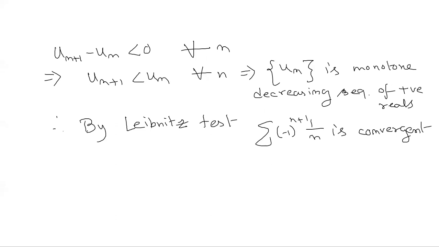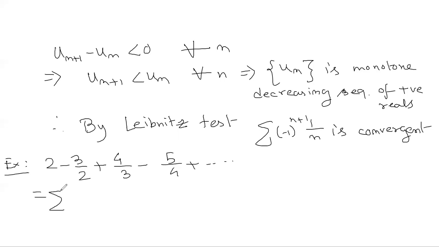Let us take another example. Say 2 minus 3/2 plus 4/3 minus 5/4 and so on. Let us try to write in this form. So you can see this can be written as (-1)^(n+1) times (n+1)/n, isn't it? So for n equal to 1, it is 2/1 minus 3/2, etc. So here our un is (n+1)/n.